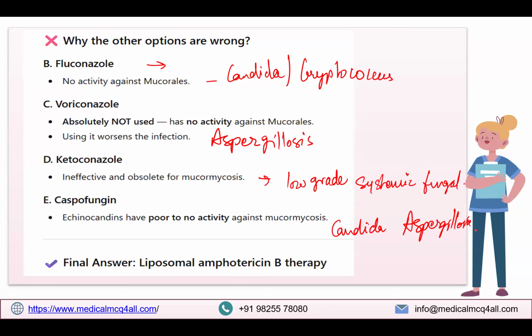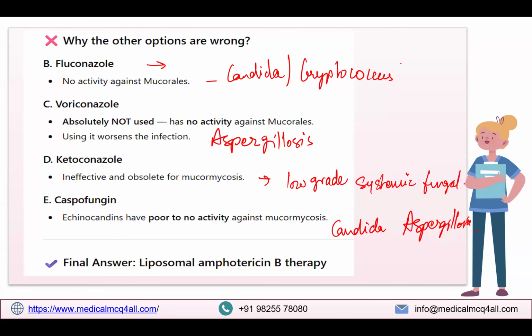Okay, so let us revise. If it is fluconazole, the drug of choice is for Candida and Cryptococcus. If it is voriconazole, it is used against aspergillosis. If it is ketoconazole, low-grade systemic fungal infections. Caspofungin for Candida and aspergillosis. Is it clear?